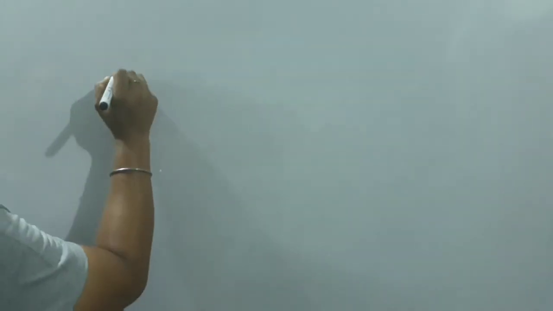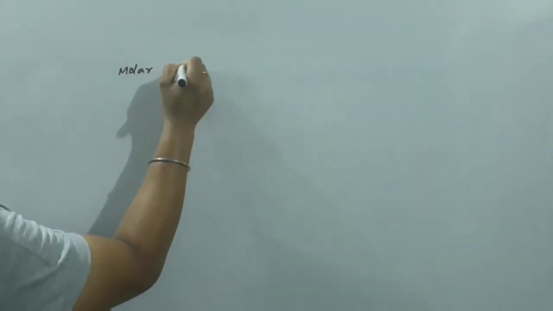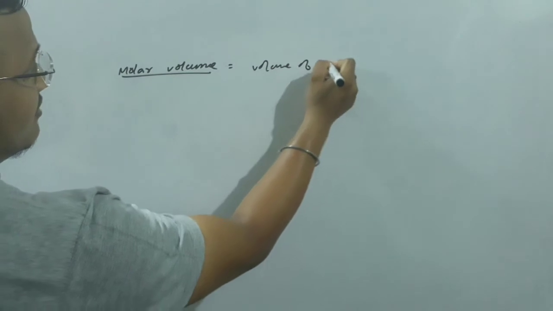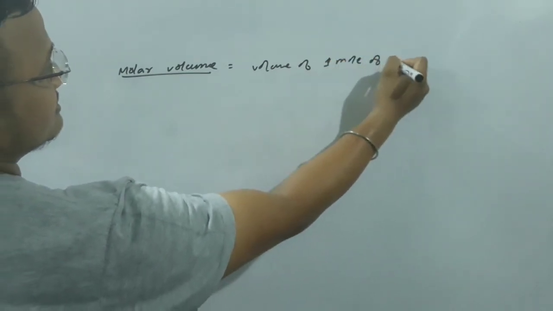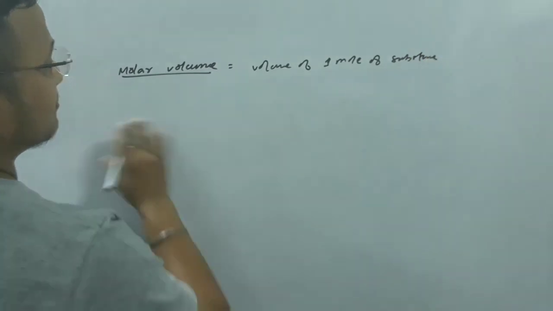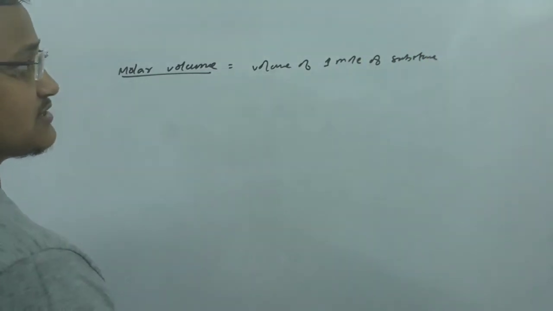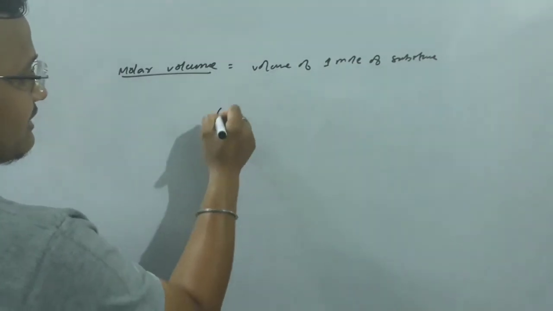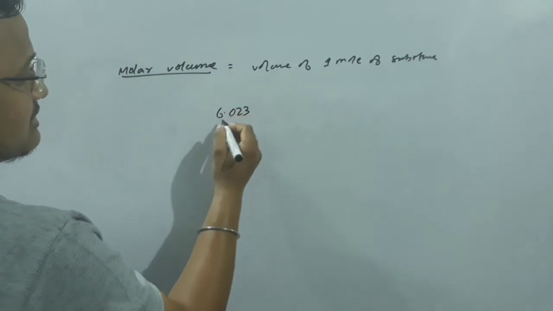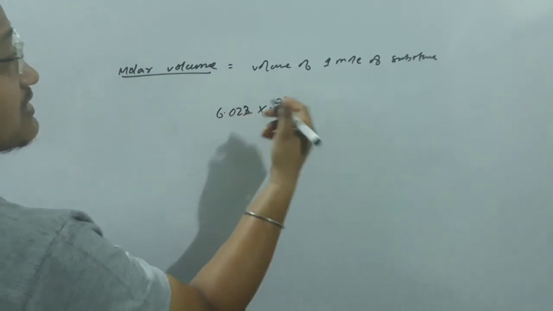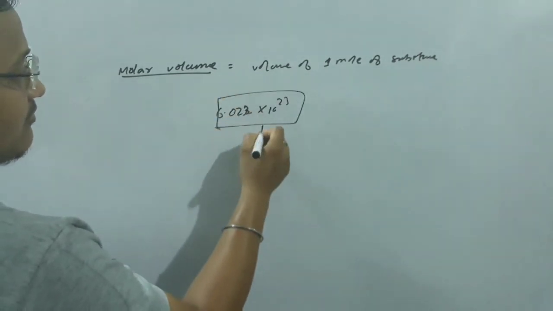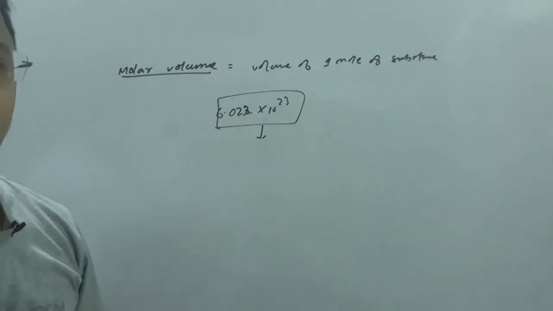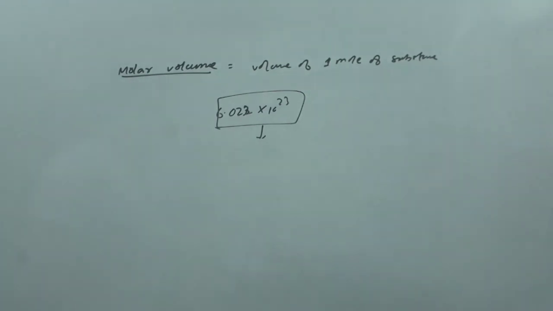And one more thing is there, molar volume. So molar volume equals what? It is the volume of 1 mole of substance. Whatever volume we have, it is the volume of 6.022 into 10 to the power 23 particles of the substance. That is what we are talking about with molar volume. I hope you guys have understood these things, okay?